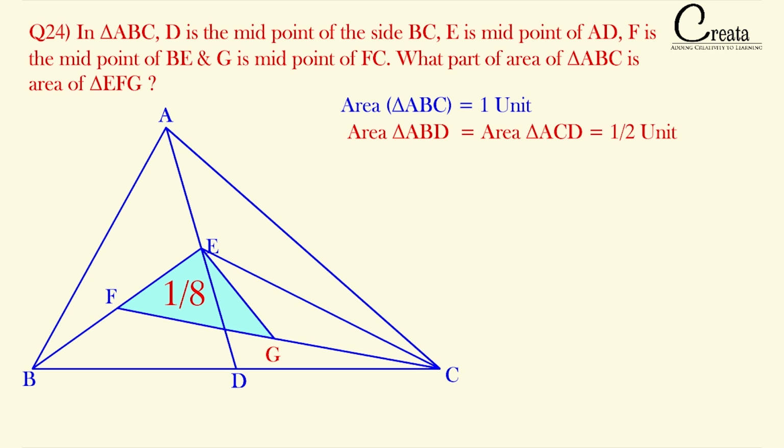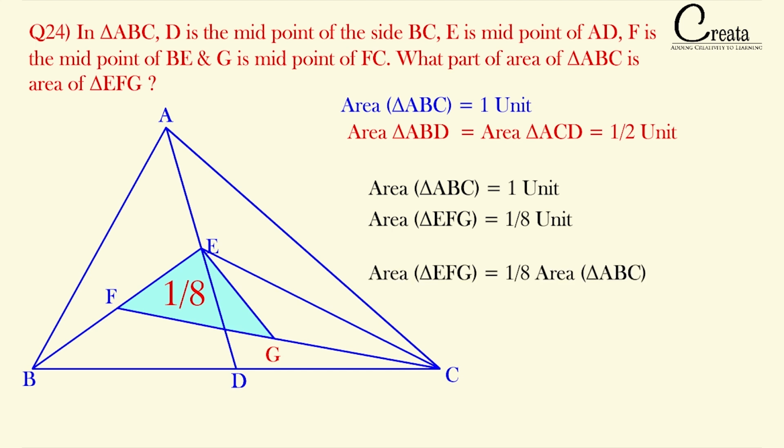Initially, we assumed the area of triangle ABC as 1 unit and we got the area of triangle EFG as 1/8 unit. Means the area of triangle EFG is equal to 1/8 of the area of triangle ABC. That is the answer to the question. Got it?